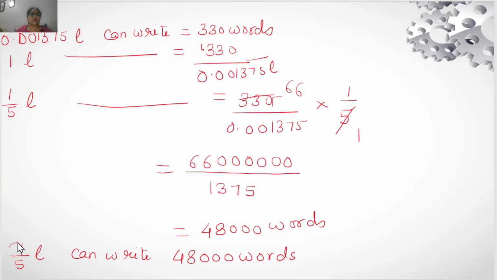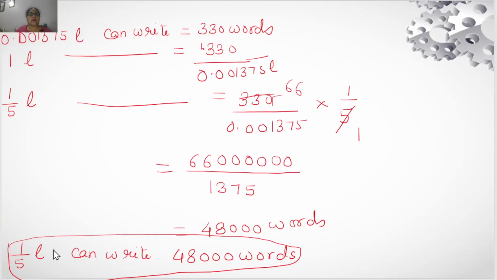So this is your answer. 1 by 5 liter of ink can write 48,000 words. Now moving to the next question.